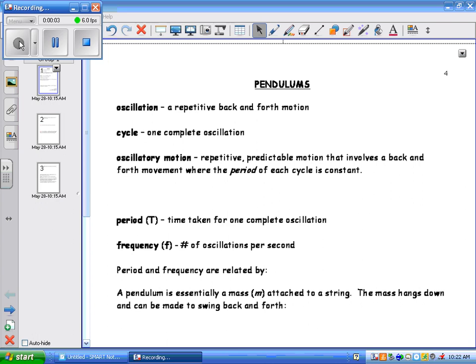Right, hopefully you guys can hear my voice okay. If not, just crank the volume on the smartboard.